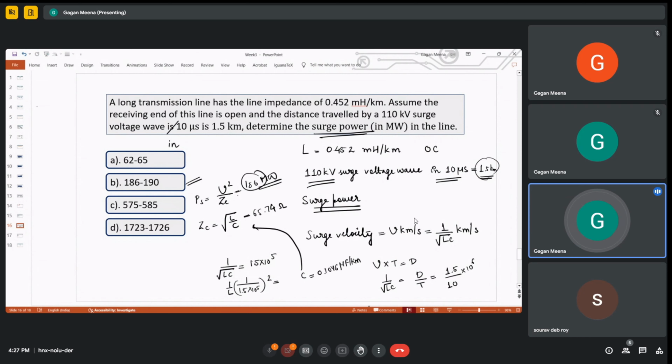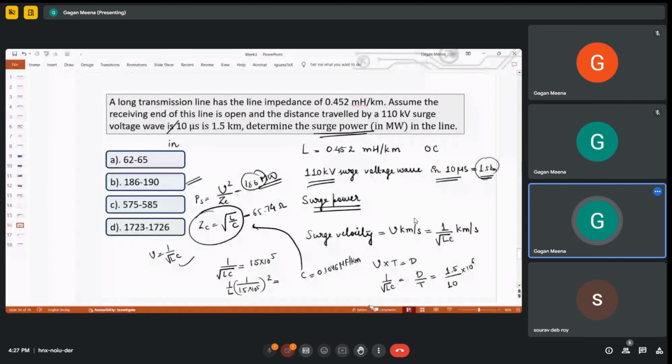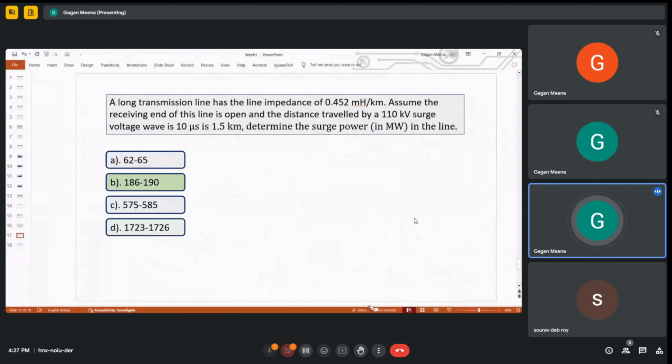Yes, so the main thing here was to first calculate C, because we know that velocity is 1 by root LC. You can easily find C from here. Once C is found, you can find ZC, and once ZC is known, you can also find the surge power. So now let us go to the next question.